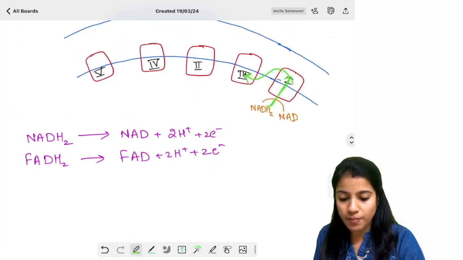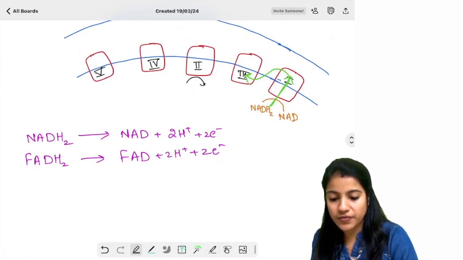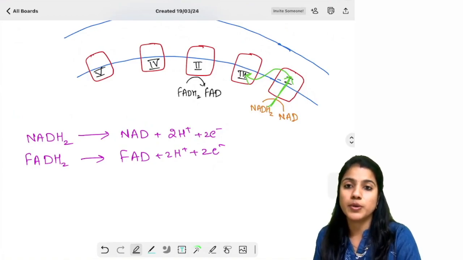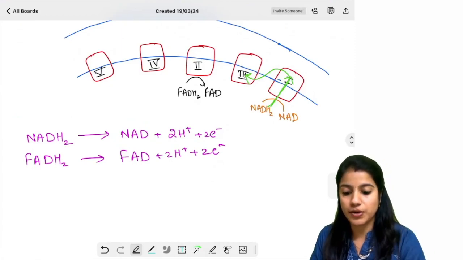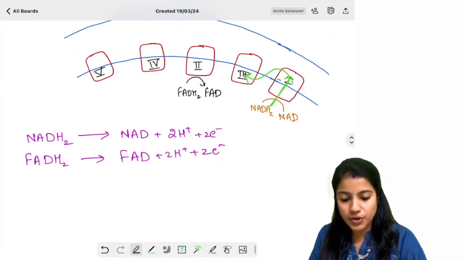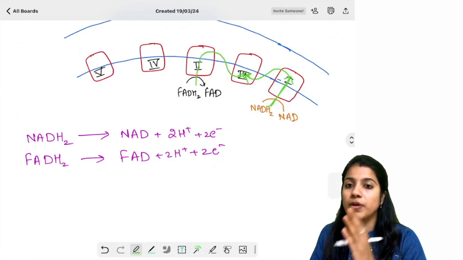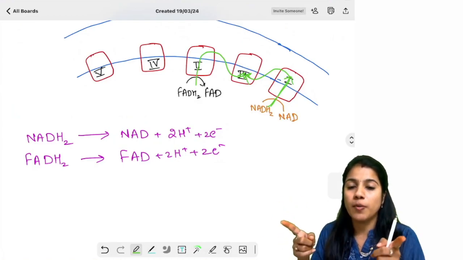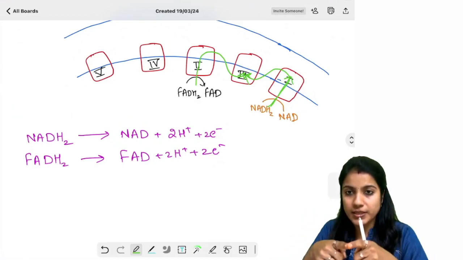Similarly, from complex 2, FAD will enter from complex 2. Here, FADH2 will get converted into FAD. I will talk about this in detail, right? I'm just explaining how this process is happening according to the location. From this process also, electrons will get released and they will enter into complex 3. That means complex 3 is common for both 1 and 2. From both complexes 1 and 2, electrons will enter complex 3.